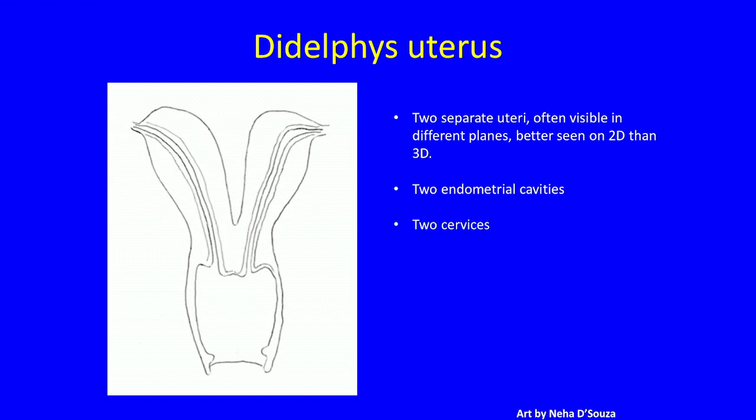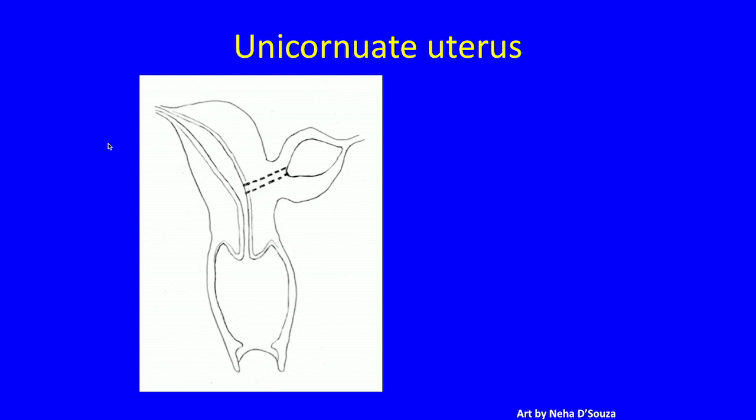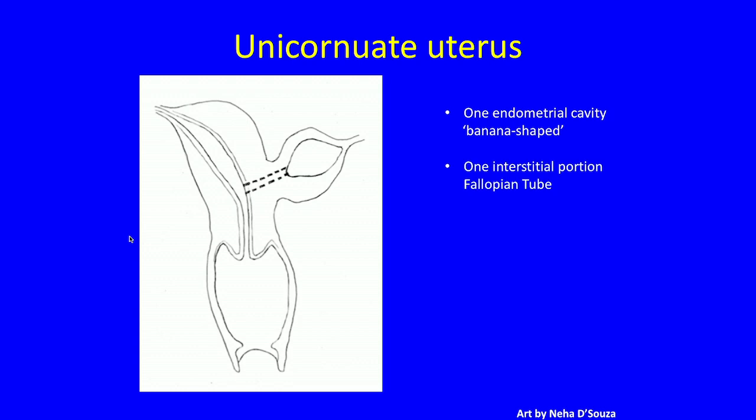They might be in one body, but you've got one external os here and one external os there. And two portions of the fallopian tube. A unicornuate uterus is surprisingly common but quite easily missed, and in this you have a single uterine cavity which is described as banana shaped, one interstitial portion of the fallopian tube just there.